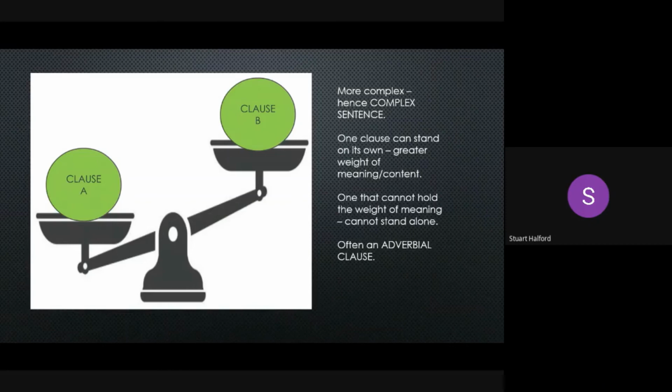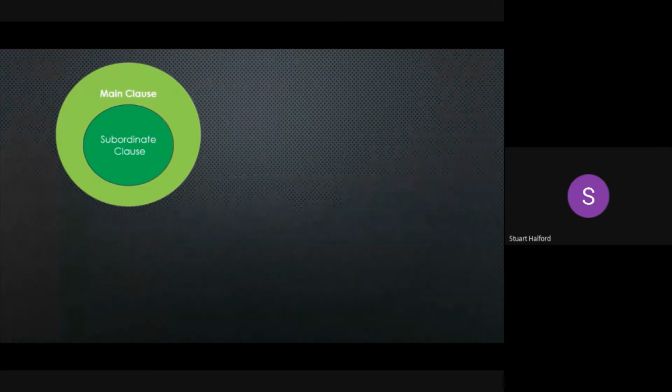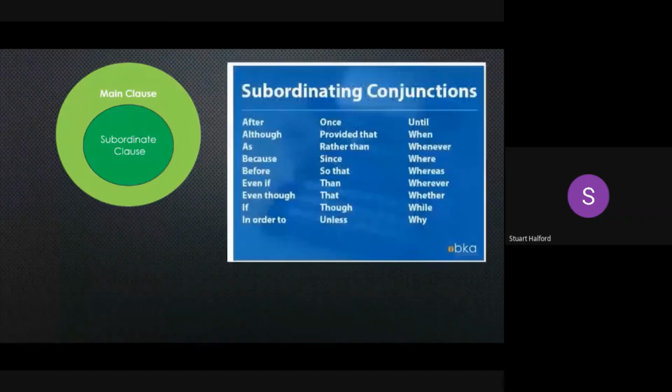And often the second clause is an adverbial clause. It's telling us a little bit more detail, time, place, or manner. So we have the main clause, and within that is a subordinate clause. So if we've got a sentence, we've got subordinate clause and main clause, and they could be in either order, doesn't matter. And we've got a number of subordinating conjunctions, and I've borrowed this one because I couldn't be bothered to write it out myself.